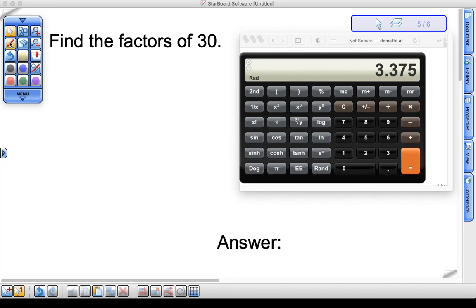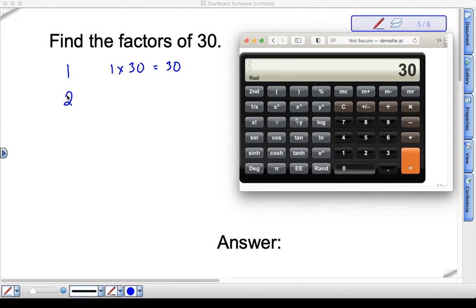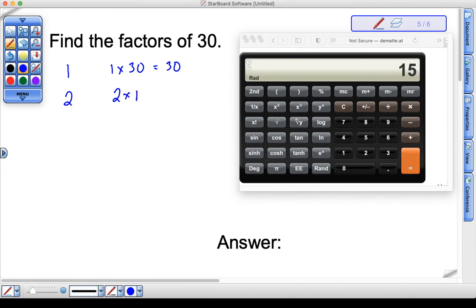So when I'm finding the factors of 30, I'm going to start off with my very first number of 1. And I know that 1 times 30 is going to be 30. I next want to figure out if 2 is going to be a factor of 30. So I can use my calculator and do 30 divided by 2. I get an answer of 15. So I know that 2 times 15 is equal to 30. And this makes me happy because now my list only needs to go to 15 and not 30, unless, of course, I find some other factors.